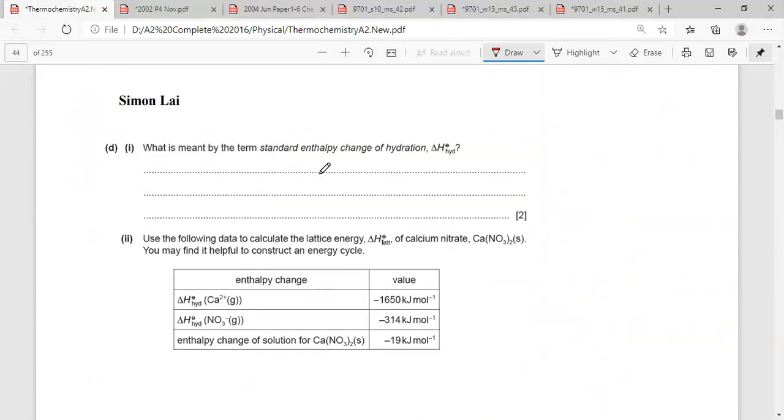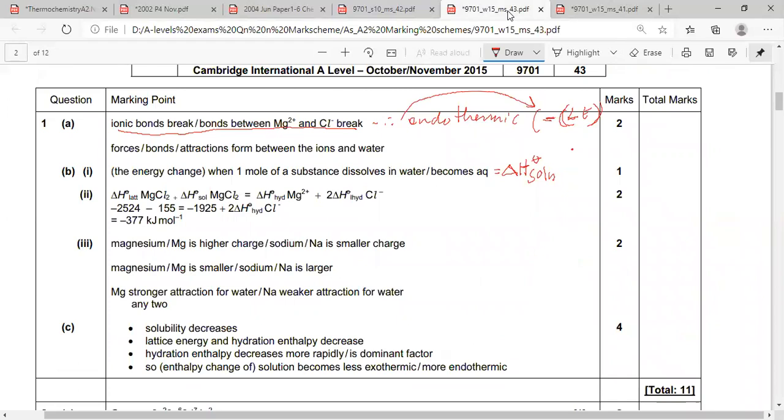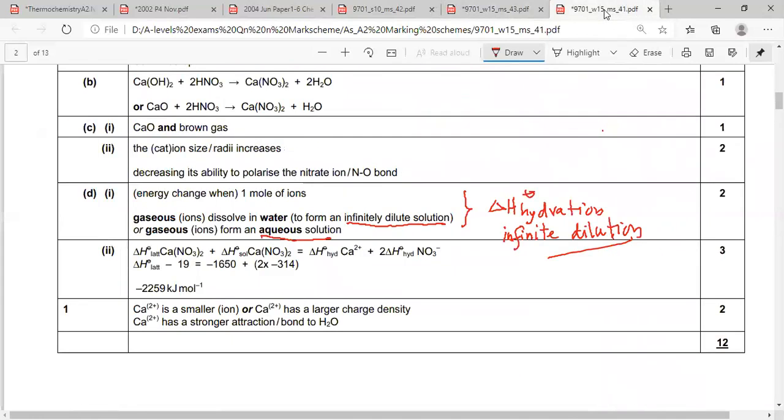The one before. So I got all the marking scheme ready for you so that you don't have to worry. Now here, heat of hydration. Let's look at the definition first. Heat of hydration is when 1 mole of the gaseous ions dissolve in water to form an infinite dilution.